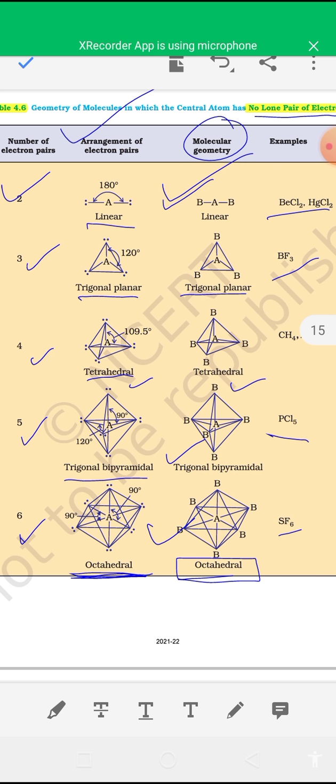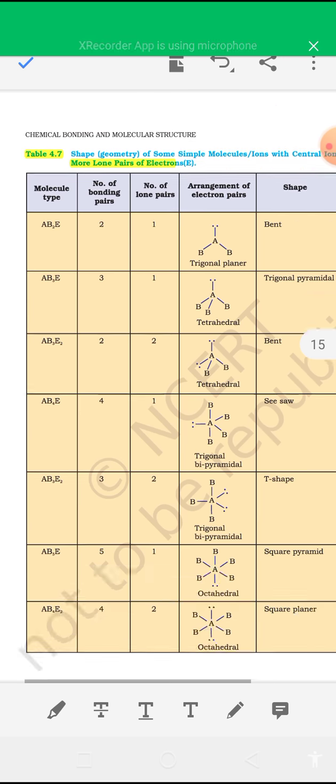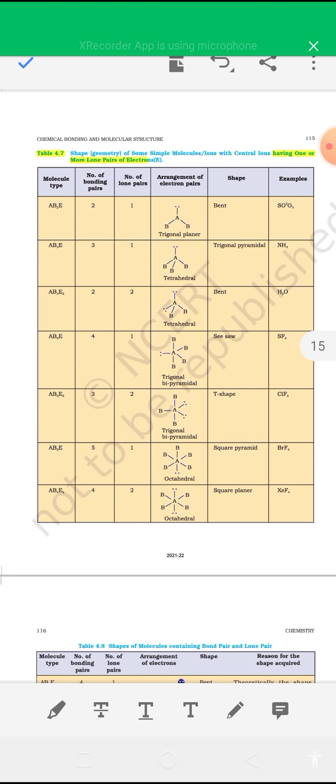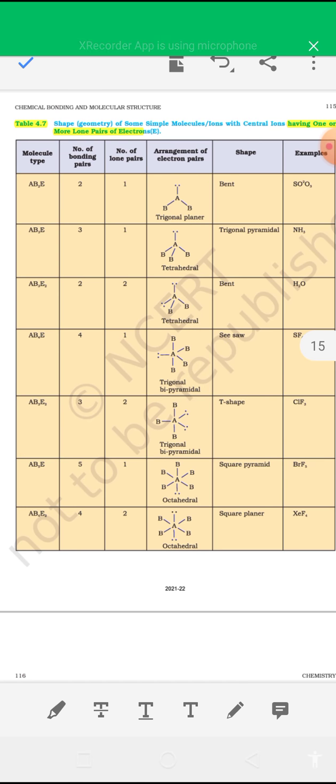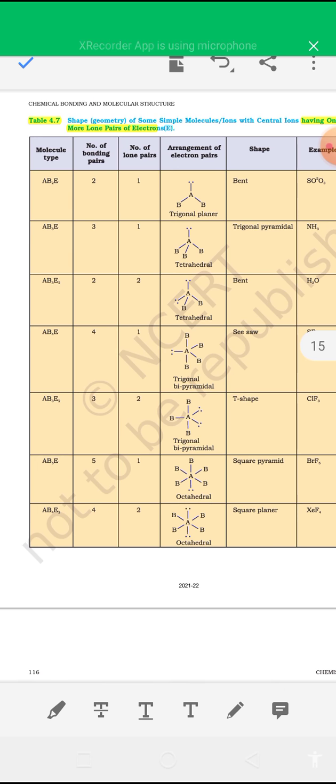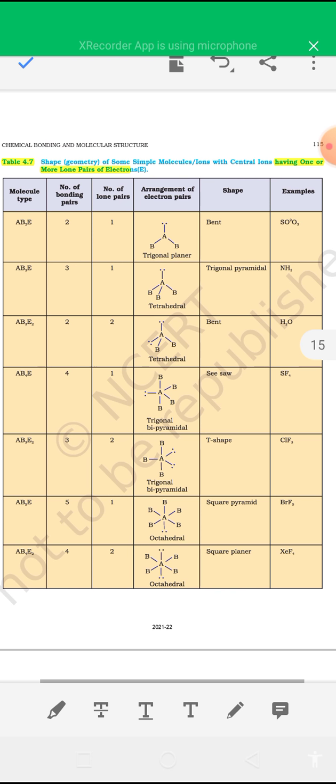So there are different types of geometry of covalent molecules: linear, trigonal planar, tetrahedral, trigonal bipyramidal, octahedral, based on the number of electron pairs. Now in this table 4.7 you can see, if there is one or more lone pairs of electrons, then the molecular geometry or shape will be somewhat different.